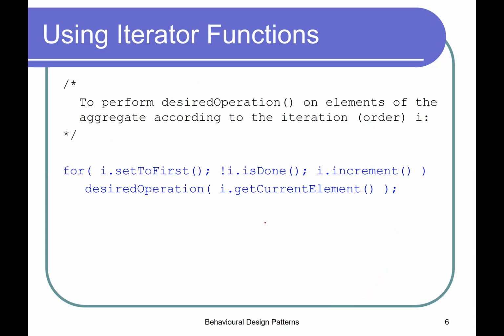As you can see, this is the for loop: set to first. If it's not done, keep on going. And at the end, increment. And for every single loop, make sure you get the current element that I'm pointing to and do whatever desired operation I want to do with it.